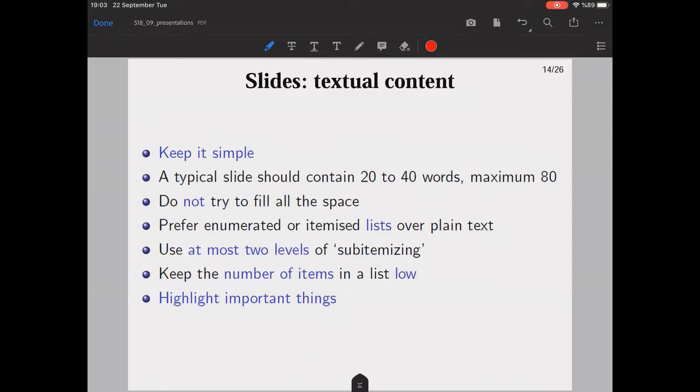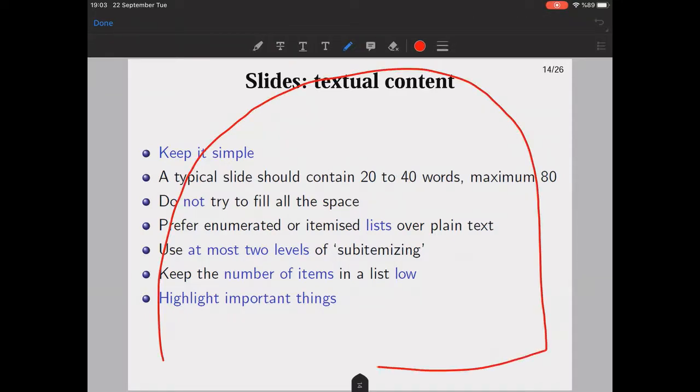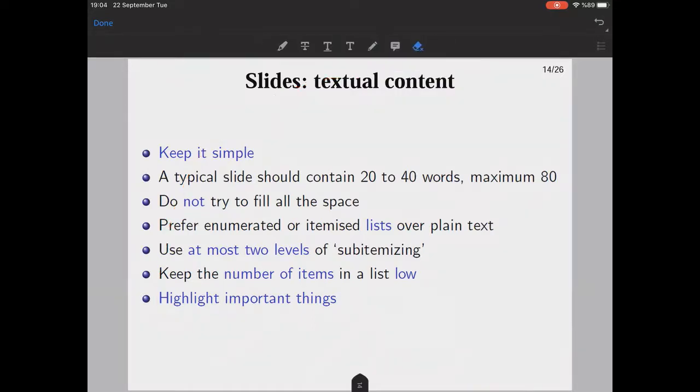And it will also disrupt the motivation of the people listening to you or following your presentation. Do not try to fill all the space. This is not a painting area that you need to fill. That's not the case. So leave some breathing space, and prefer enumerated or itemized lists over plain text. You see, put some nice structure here instead of just writing everything directly.